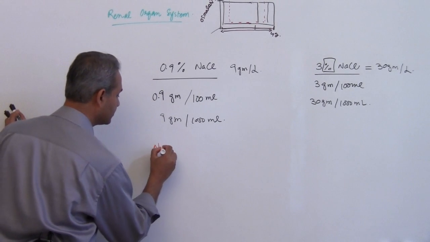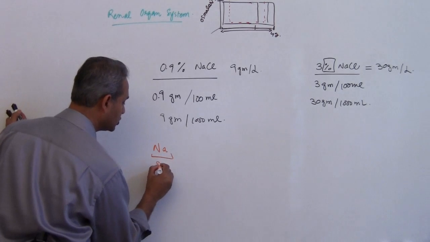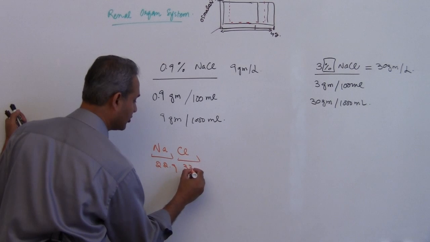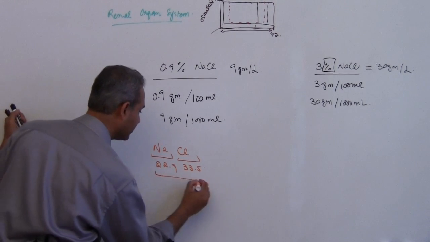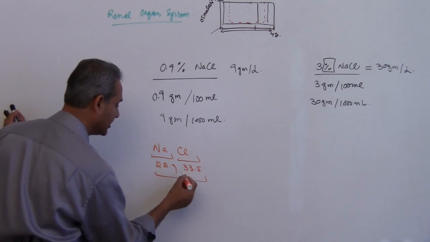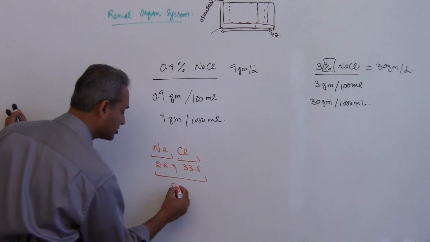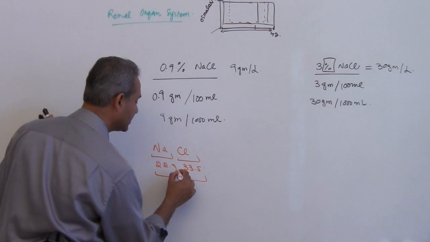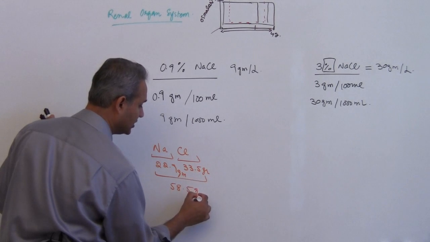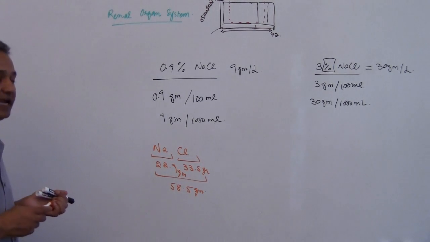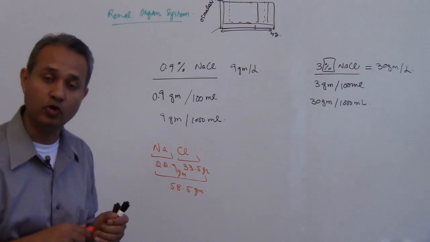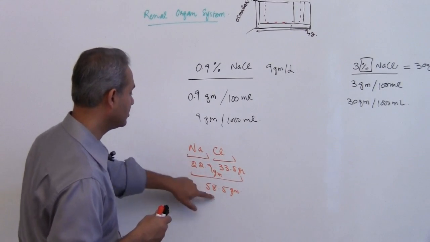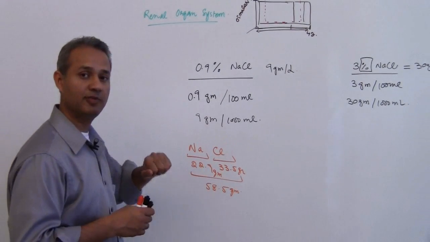The sodium 1 mole is 22.9, chloride 1 mole is 33.5. So if we add them, so this is 5.4, this is 9.8. Anyways, if we add it, it comes to be about 58.5. 58.5 what? These are grams, right? So 58.5 gram of sodium chloride is 1 mole. Okay. So if we have 58.5 gram as 1 mole, then 9 gram is how much?